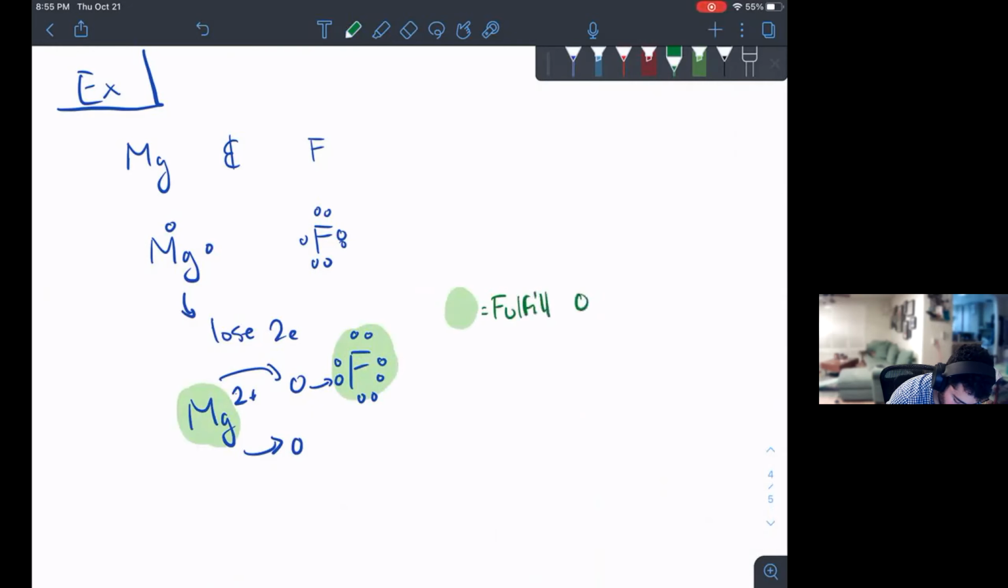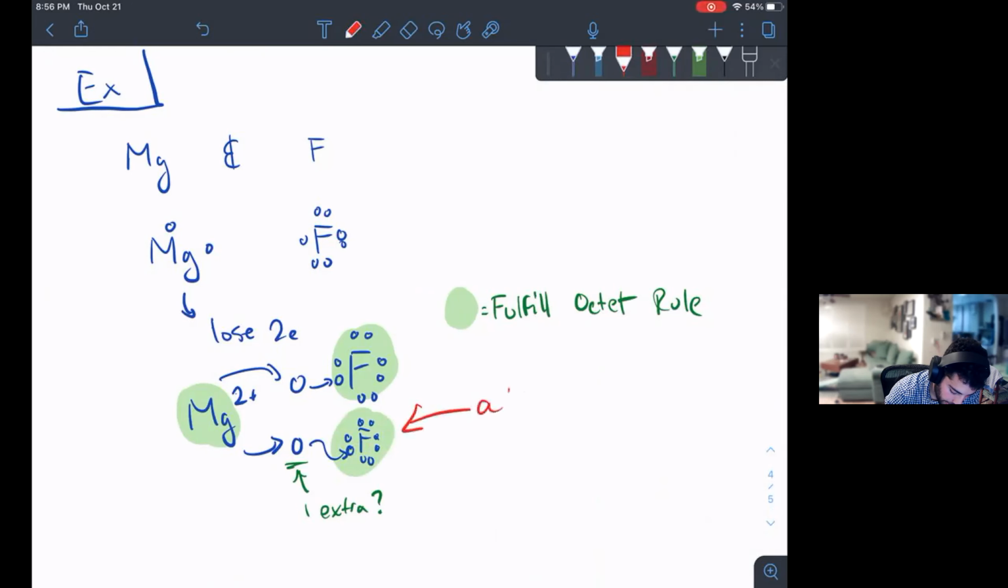But the problem is we still have one more electron. We have 1 extra. What do we do with it? Well, we just say if there's 1 fluorine, there's got to be another one. So let's add another fluorine. That one will go right there. And now that also fulfills the octet rule. So all we did is we added 1 more fluorine.